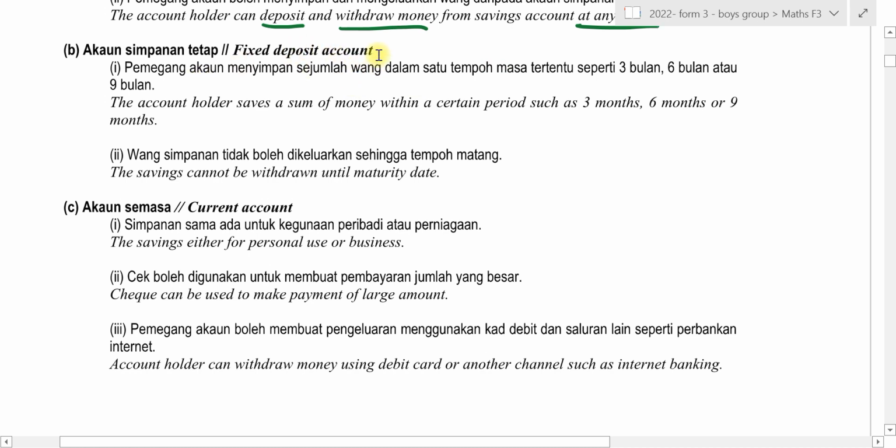The second type of account is the fixed deposit account. A fixed deposit account means you deposit money into a bank for a short period of time, let's say 3 months, 6 months or 1 year. You cannot withdraw your money within that period. This will offer a little bit higher interest rate. But how does the bank make profit out of us? Why do they act like a tabung for us?